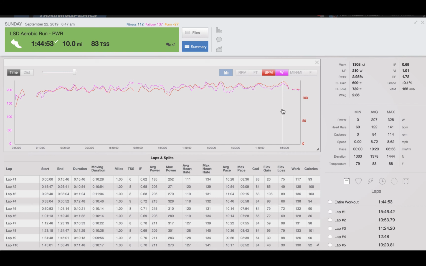So if this person was doing an incredibly hot race or run, and you saw that their heart rate drifted a little bit, some of that might simply be due to the heat, even though they might be incredibly aerobically fit. So you have to consider the heat and the humidity as well.